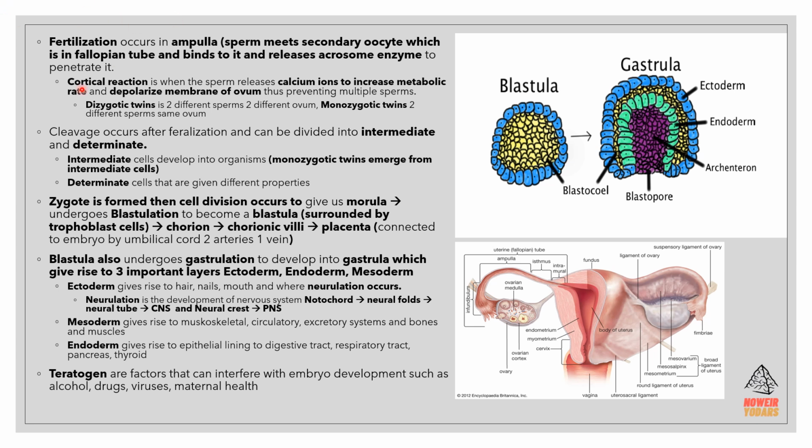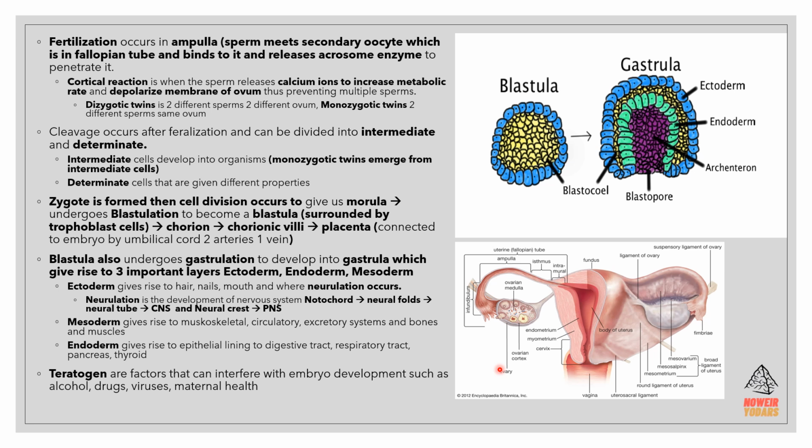So where does fertilization occur? It occurs in the ampulla. Alright, watch out because there are two ampullas in the human body, okay? So the ampulla and the fallopian tube, alright? The sperm meets the secondary oocyte in the fallopian tube and binds to it. When the sperm binds to it, it releases an enzyme. It's called the acrosome enzyme to penetrate it.